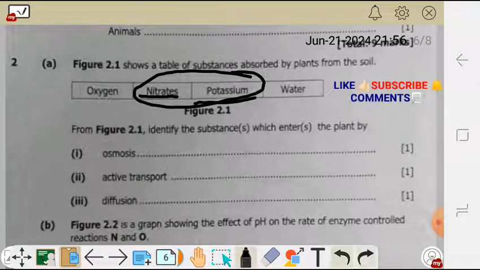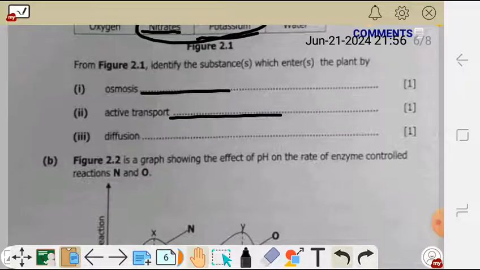Then diffusion, here we are talking about a gas, which is oxygen. So oxygen will move in by diffusion. In diffusion, in most cases we don't have a selectively permeable membrane. We have a substance moving from high concentration to low concentration. In most cases here it is a gas, which is oxygen. So osmosis, it's water. Active transport, we have nitrates and potassium. Diffusion, we have oxygen. So those are the answers for those questions.